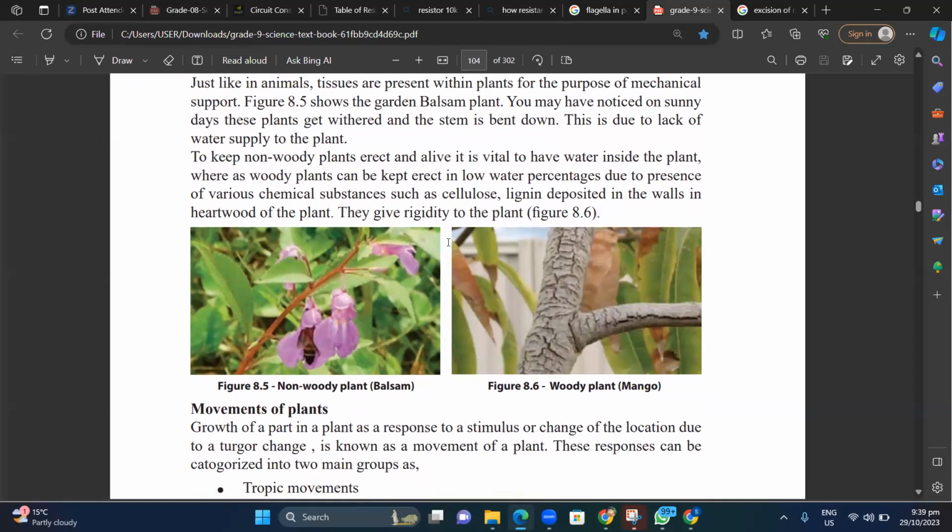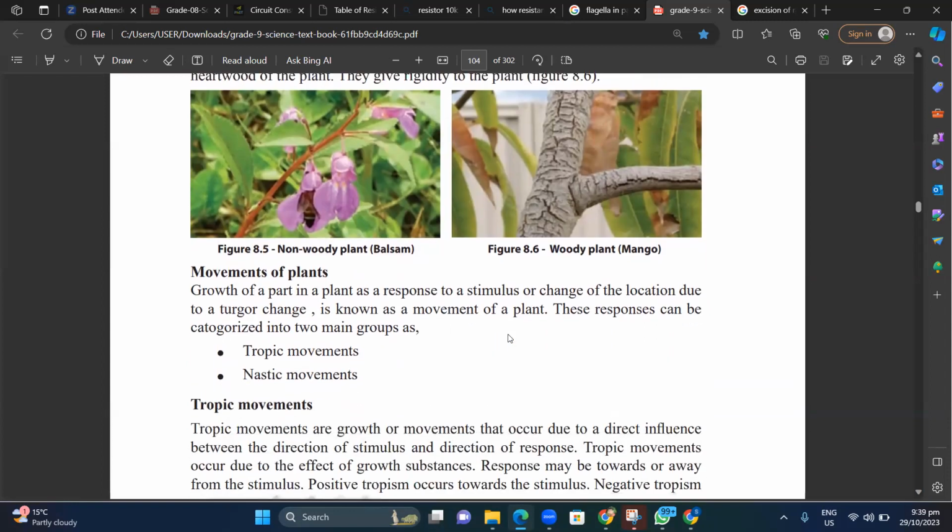Then the other one is the mango. That's a woody plant. The woody plant is basically giving rigidity. The wood trunk is giving the rigidity to the plants.